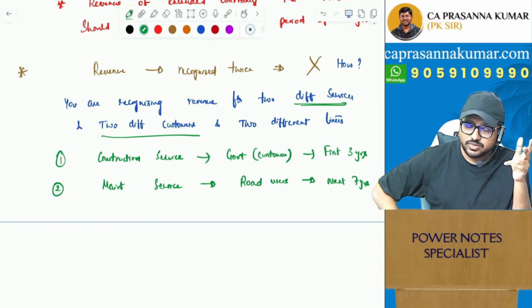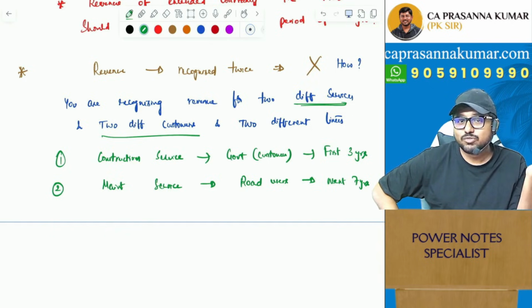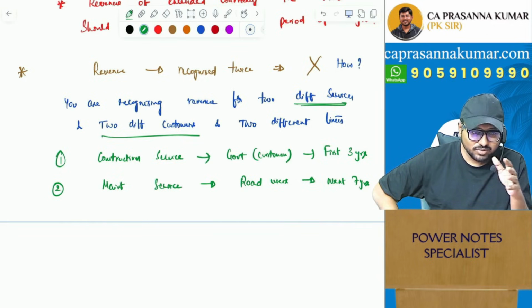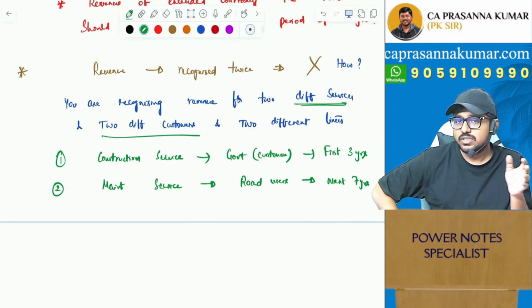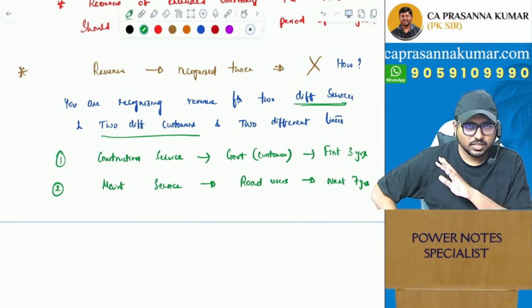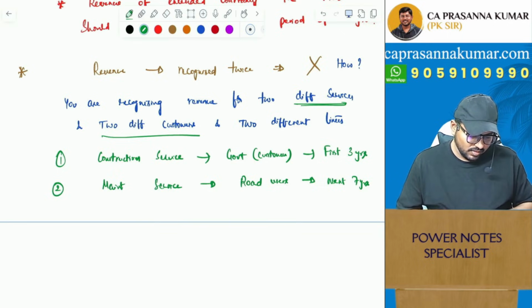So two different services, two different customers, two different timelines. Do not get confused over here. It's a question of two revenues. It's not the same revenue. That's what you need to understand. The totality, you have to see from different perspectives. Construction phase is different. Operating phase is different. Clear? ये तो clear है.